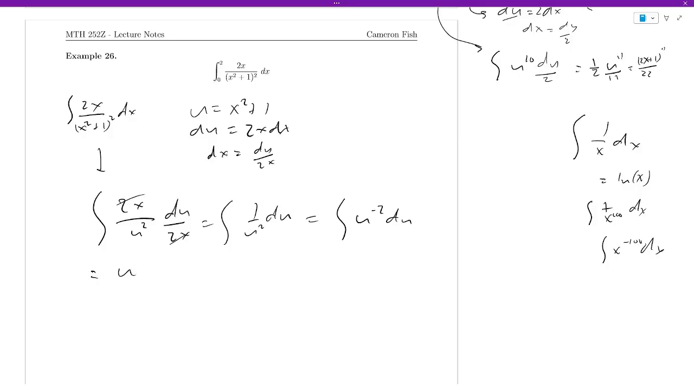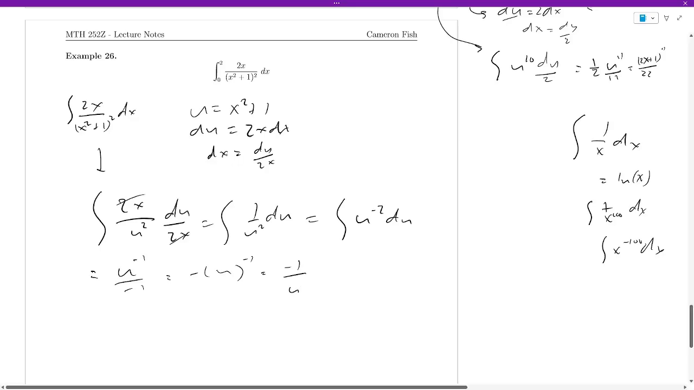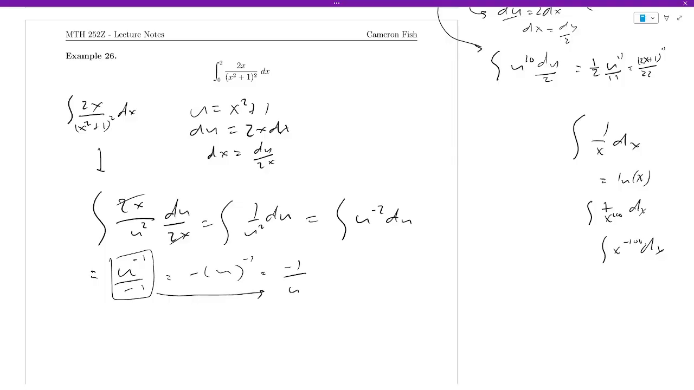u to the minus 2 becomes, I add 1, so minus 1, and then I divide by the new exponent. And then in the end, I plug my stuff back in. So, by the way, negative 1 on the bottom is the same as just negative out front, right? And 2 to the negative 1 is the same as 2 to the 1, but in the bottom, right? And 2 to the 1 just means 2 by itself. So this kind of slightly confusing looking thing is actually the same as this.